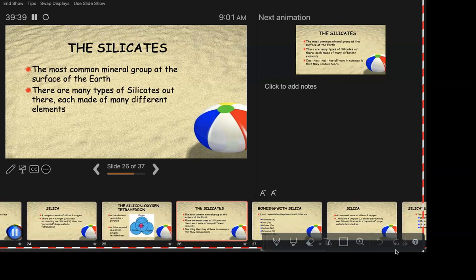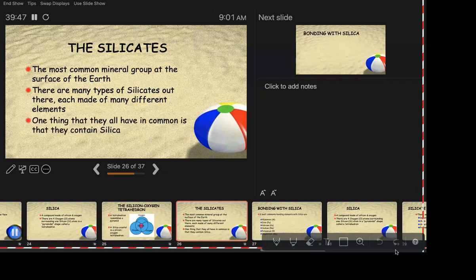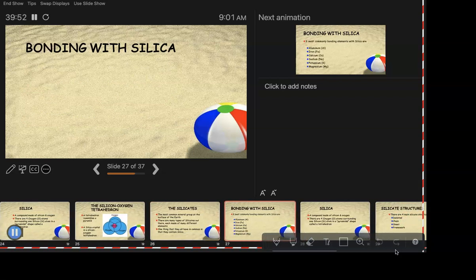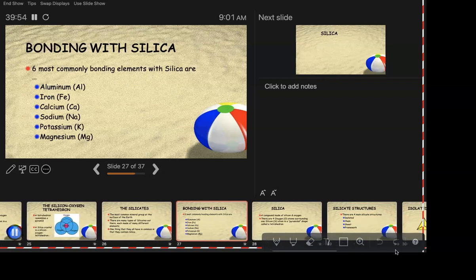Oh my gosh, the most common mineral group at the surface of the earth. Really? All right. So there's many types of silicates out there, made of many different elements. One thing that they all have in common is silica. And again, in lab, if you don't know this already, you will see it very, very soon. Hey, guess what bonds most commonly with silica? The remaining 6 elements. Don't bother rewriting this list. Never going to ask you. Just kind of making a point. Remember we had top 8 elements a couple minutes ago. We took out the top 2. Guess what bonds most frequently with them? The remaining 6.